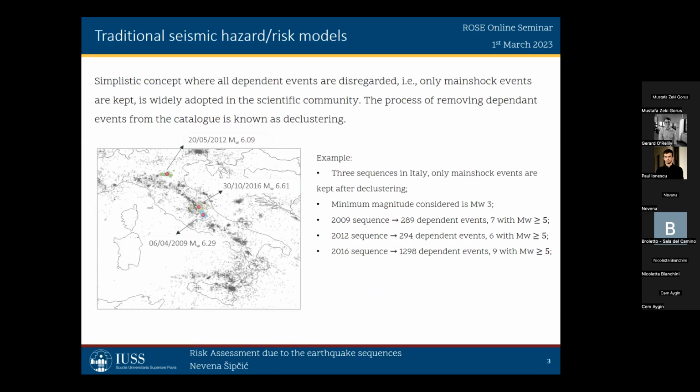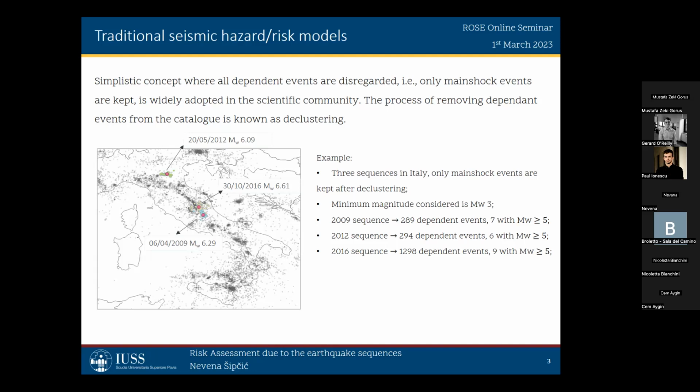Basically, all of the traditional models are based on the main shock only view of seismicity, which means that all of the events that are noted as dependent events are removed from seismic catalogs. And this process is called declustering. So as an example, I'm showing here the map of Italy and events that happened in the last 40 years.